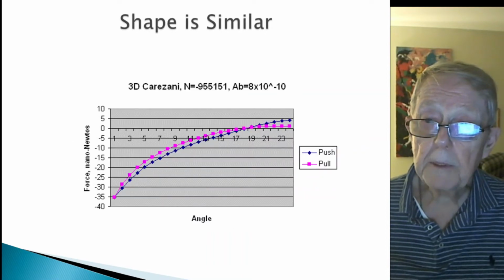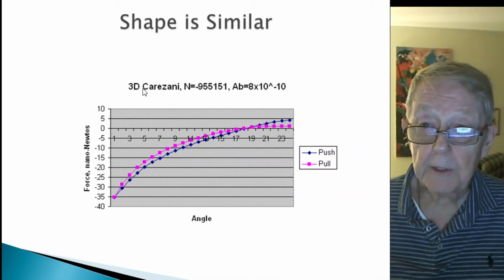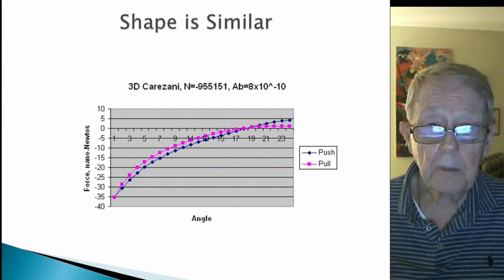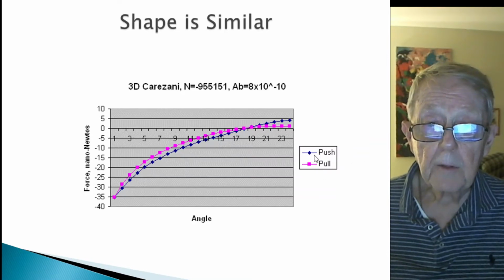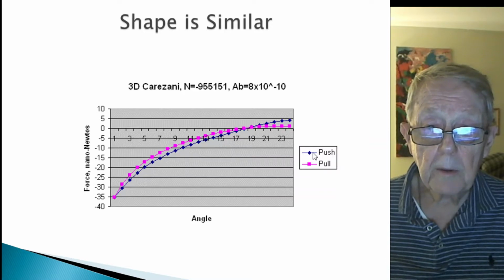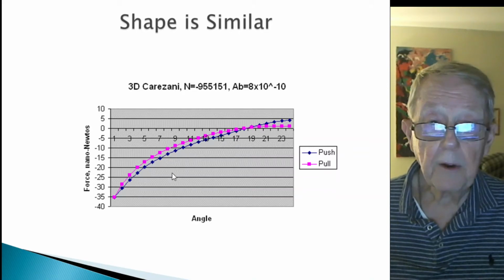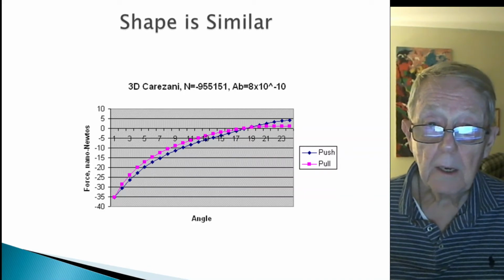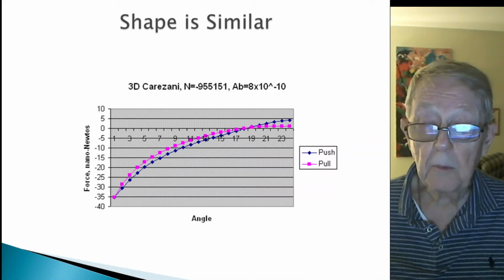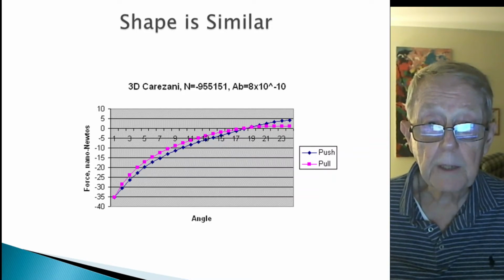And this was my result. I did a three-dimensional calculation, not just two, and I plotted the two curves. The black one is the push, and the red one is a pull. You can see right away, before I even did the experiment, the ball was going to go the same way. It wasn't going to go in opposite directions.